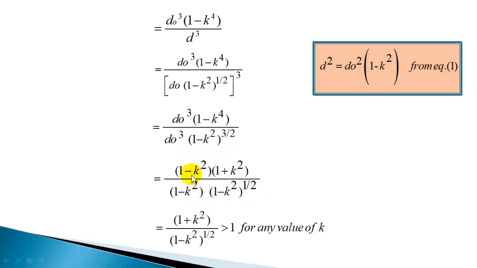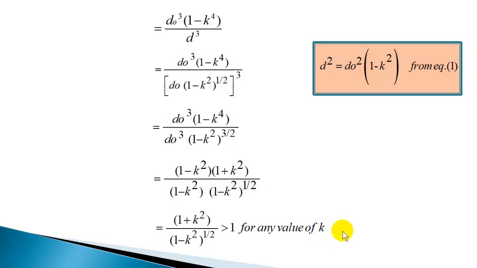So now 1 minus k square cancels. You have (1 plus k square) divided by (1 minus k square) raised to half. In this expression, we know k is a diameter ratio and k values can be between 0 and 1. It cannot exceed 1 because it's a diameter ratio di by d naught. So di by d naught should always be less than 1, and it should be greater than 0.